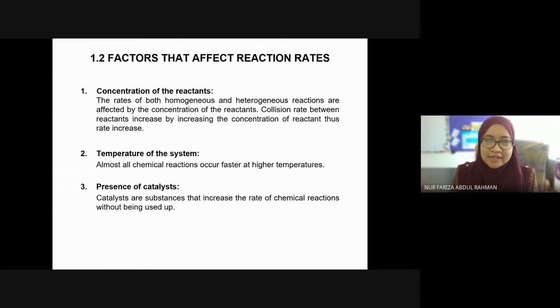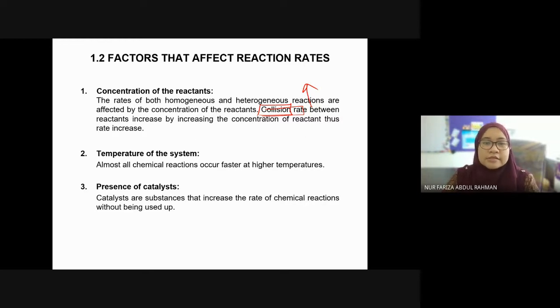The easiest way is to increase the number of particles colliding. How do we increase the number of particles that collide? By increasing the concentration of the reactant. So the key word here is collision. We want to increase the collision. How? By adding more particles, by adding more reactant. By adding more reactant, what we are saying is that we have to increase the concentration. By increasing the concentration, they will collide more, so the collision rate will increase.